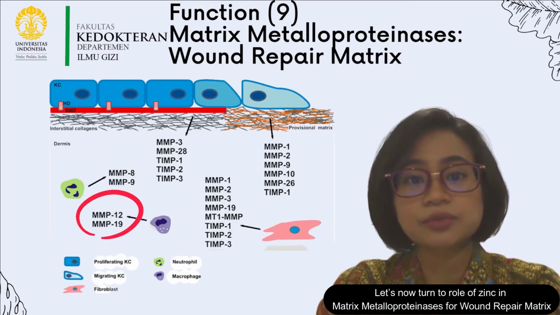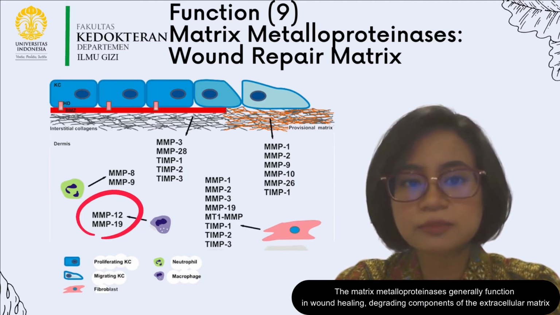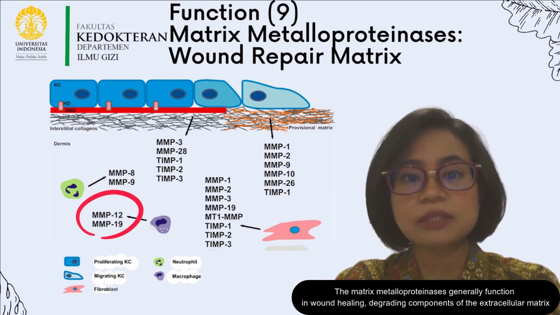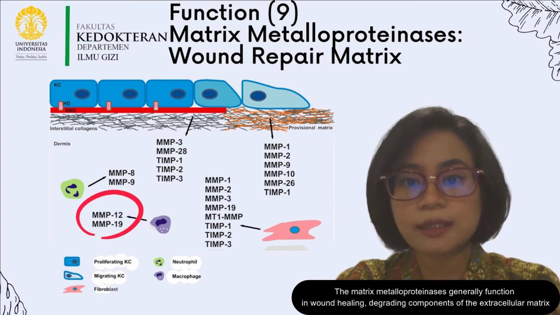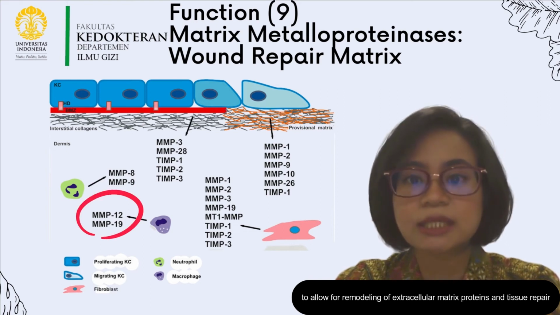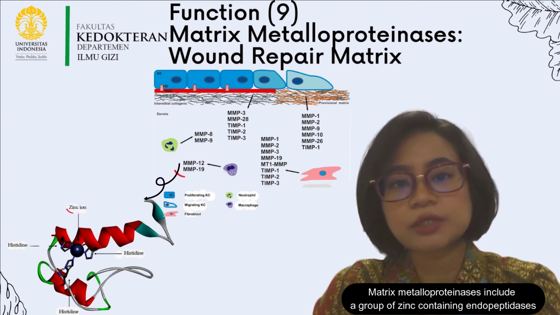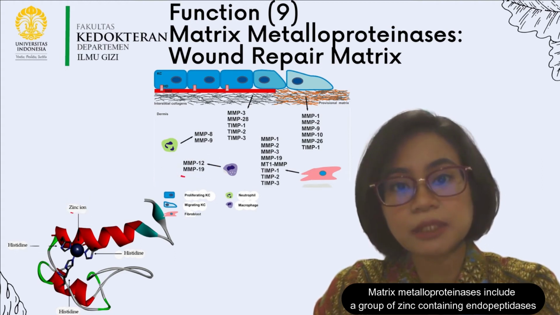Let's now turn to the role of zinc in matrix metalloproteinases for wound repair. The matrix metalloproteinases generally function in wound healing, degrading components of the extracellular matrix to allow for remodeling of extracellular matrix proteins and tissue repair. Matrix metalloproteinases include a group of zinc-containing endopeptidases.